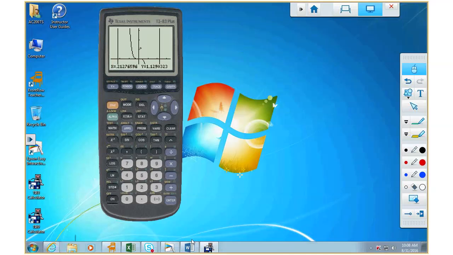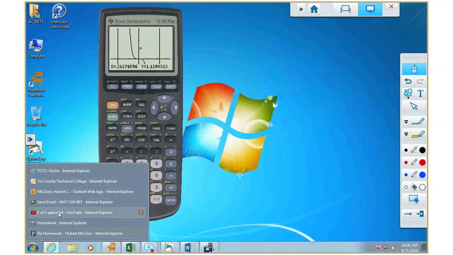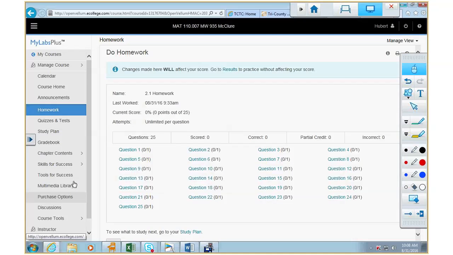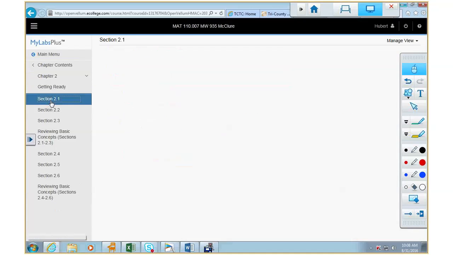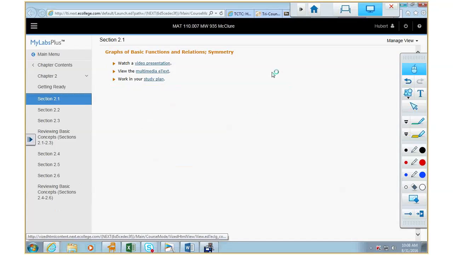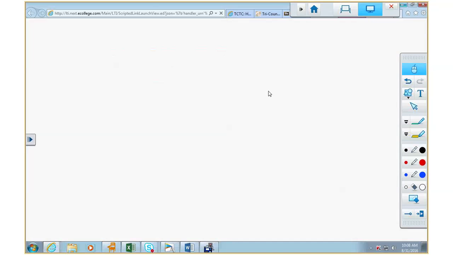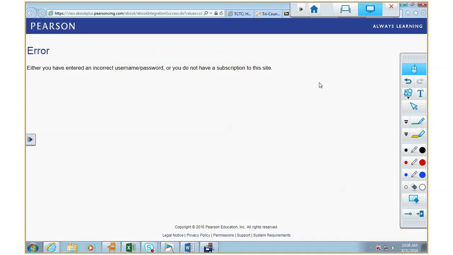So, let's talk about odd or even. Let me find the section in your book so you can look it up for those 2 or 3 people that actually use the book. Let's find do homework. I don't want to do homework. I want to go to chapter contents. What section were those questions out of? That was 2-1. So let me go to chapter 2-1 ebook. And the reason I want to pull this out for you from the book is because some of you don't have the book. There's a book on there, right?